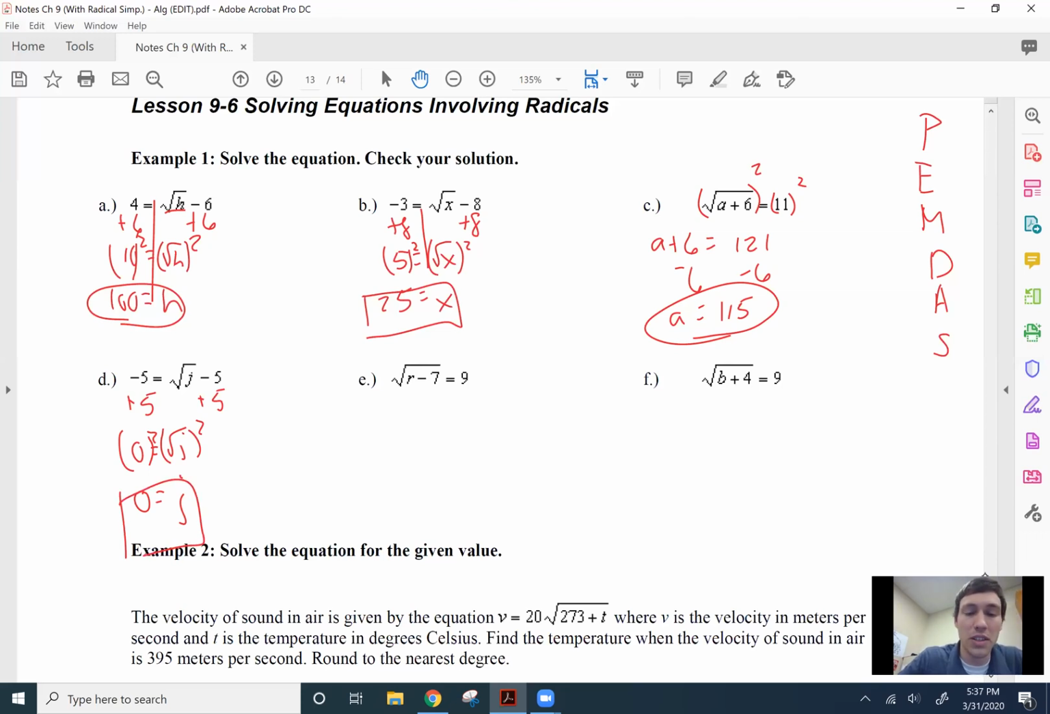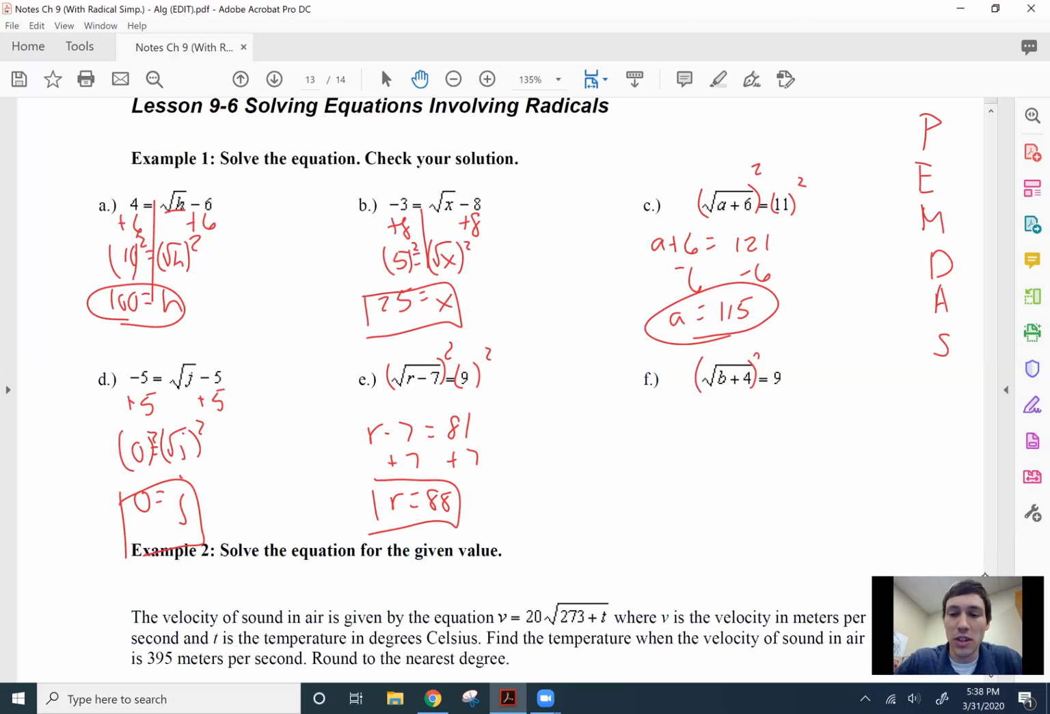In this case, can I subtract 7? Nope. So I'm going to have to square the whole thing. So I get r minus 7 equals 81. Add 7 to both sides. And I get r equals 88. 88 minus 7 is 81. Square root of 81 is 9. It works.